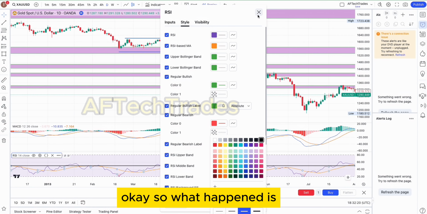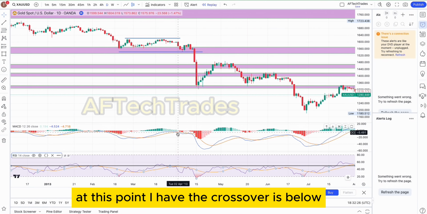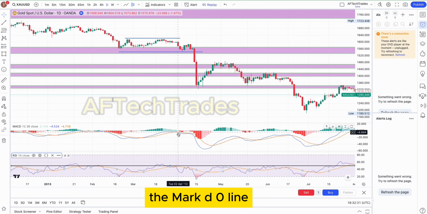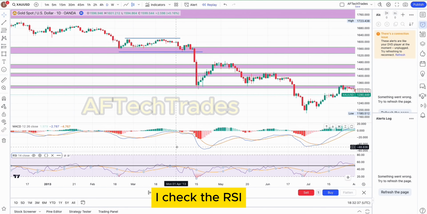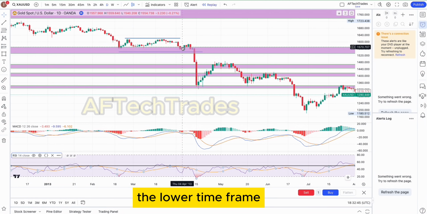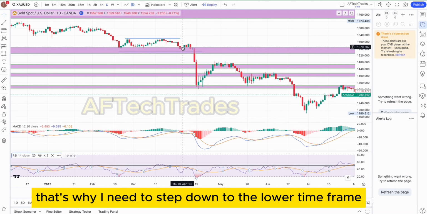So what happened is, at this point I have the crossover below the zero line, the MACD zero line, and it's a crossover down, so it's a strong sell for me. I check the RSI. The RSI is below 50, so then all I do is go down to the lower time frame, and from the lower time frame I will take my entry positions. That's why I need to step down to the lower time frame.